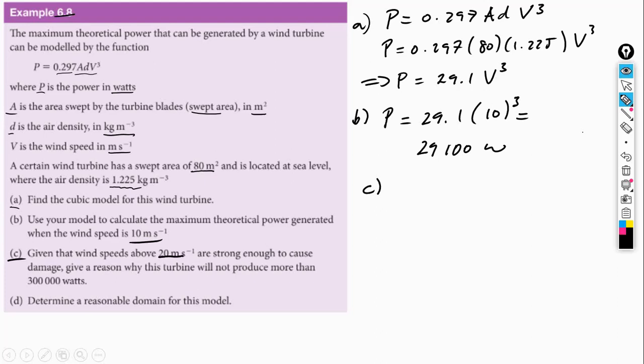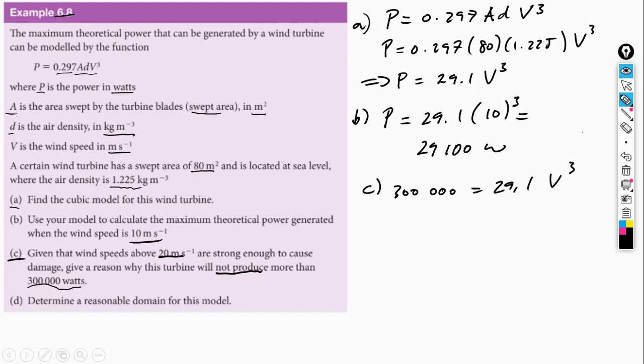For part C, it says, given that wind speeds above 20 meters per second are strong enough to cause damage, give a reason why this turbine will not produce more than 300,000 watts. So what happens when the power generated is 300,000 watts? According to our model, we could say that 300,000 is equal to 29.1 times the velocity of the wind cubed. So we can solve for V here, for the velocity, and we can see if it's going to be over the 20 meters per second. That is the safe speed for the wind.